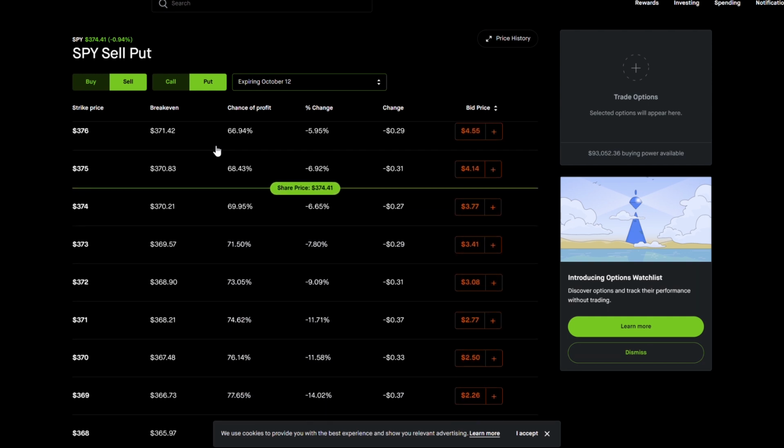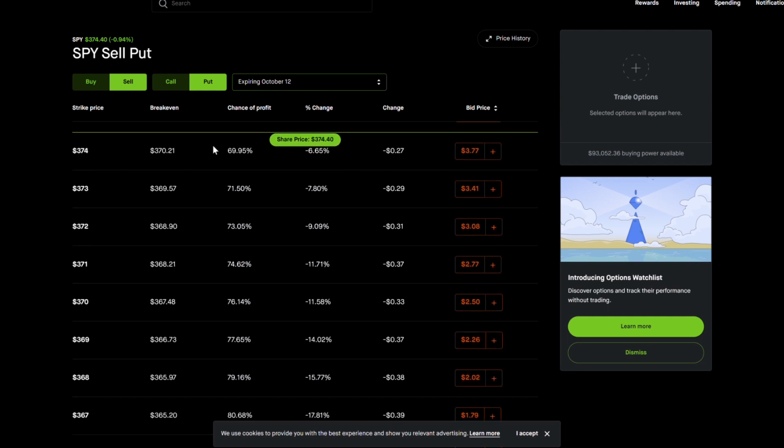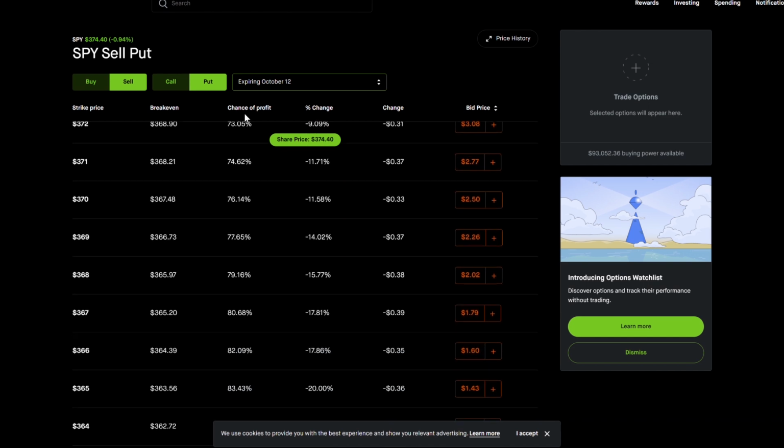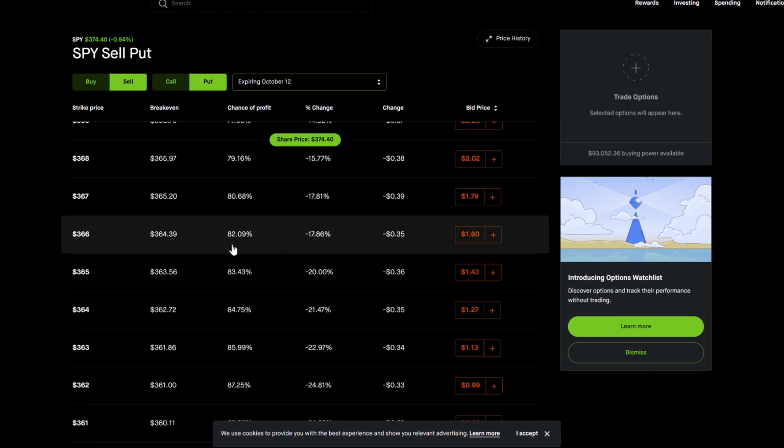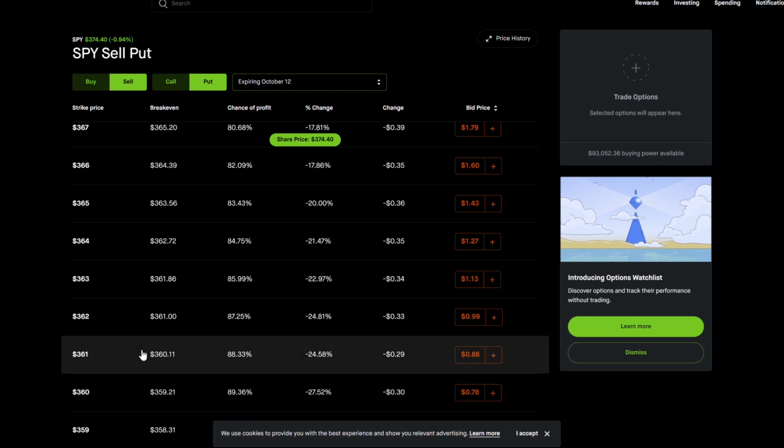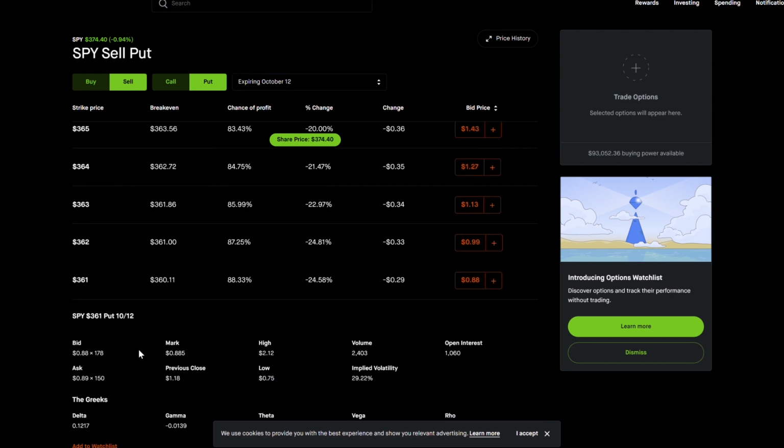And for me, that's going to be analyzing the option chain. So again, I want to look for an option around an 88 chance of profit, because that 88 chance of profit also means that the delta is around 0.12. And that's because the chance of profit is inverse to the delta, meaning that a 10 delta means 90% chance of profit. A 5 delta means a 95 chance of profit.